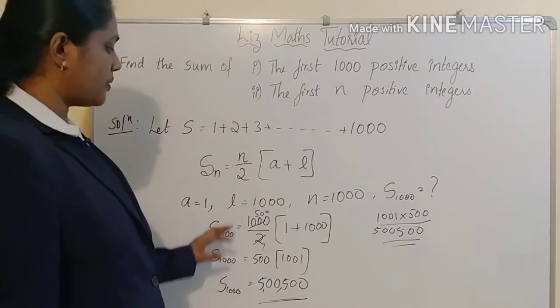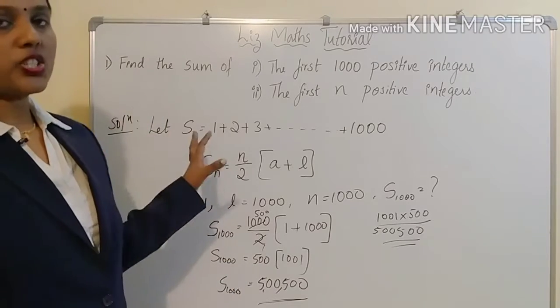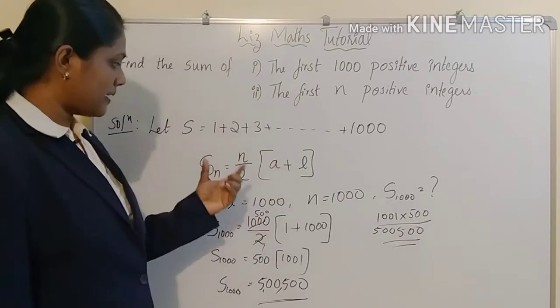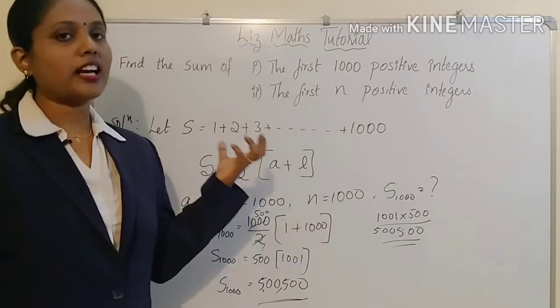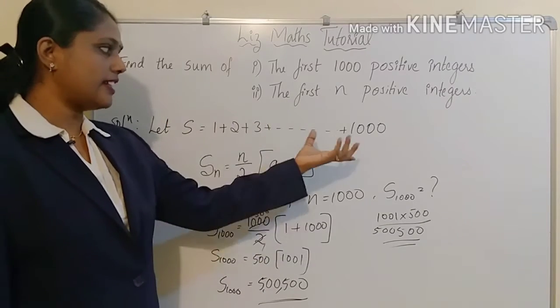I hope you understood. Very easy. When they ask you to find the sum of some positive integers, they will mention how many positive integers, and they will give the last term.